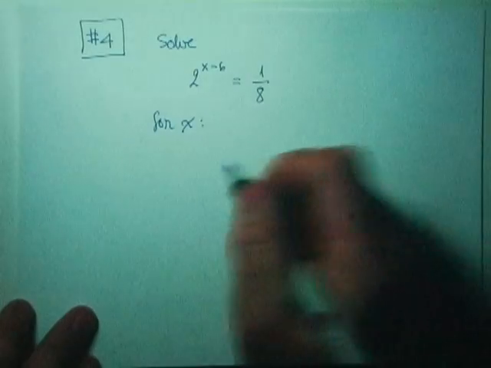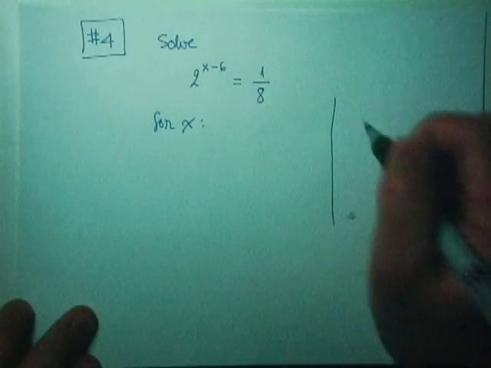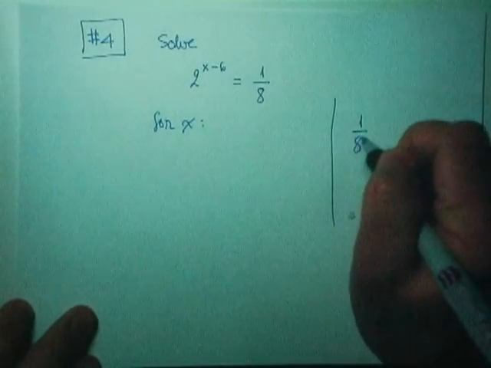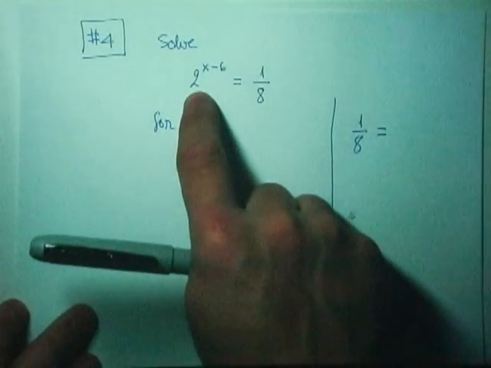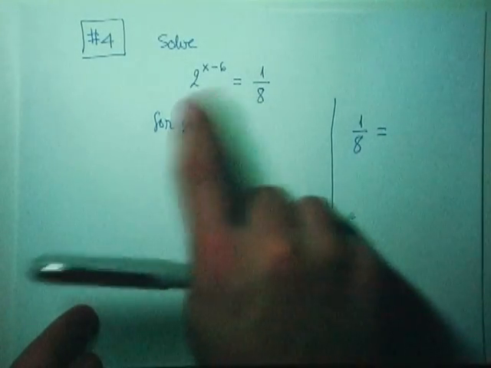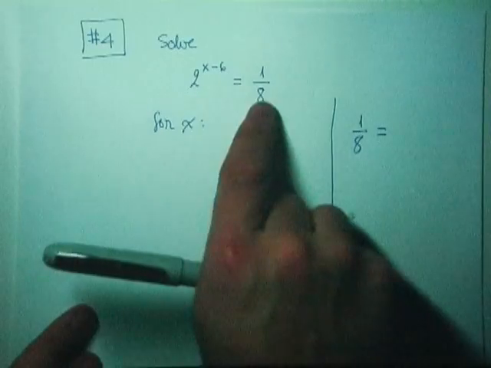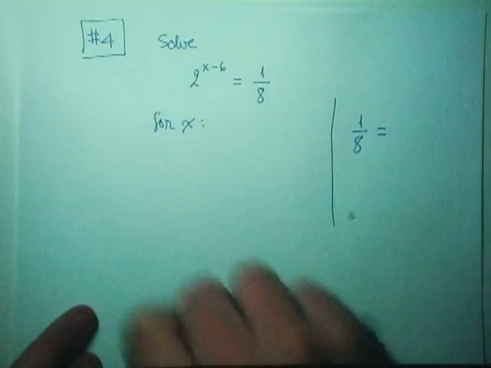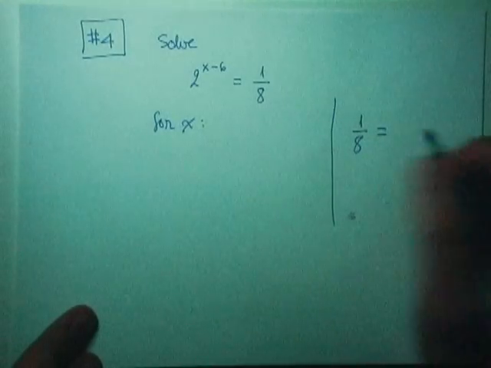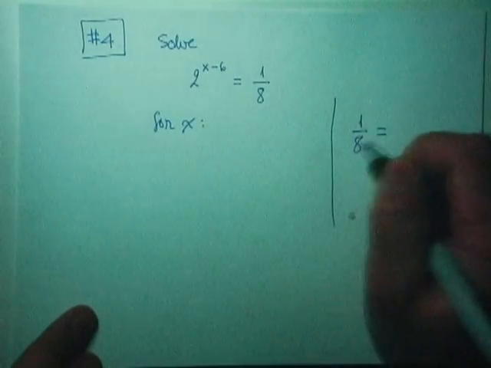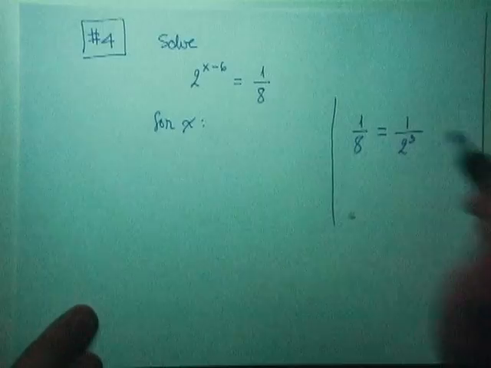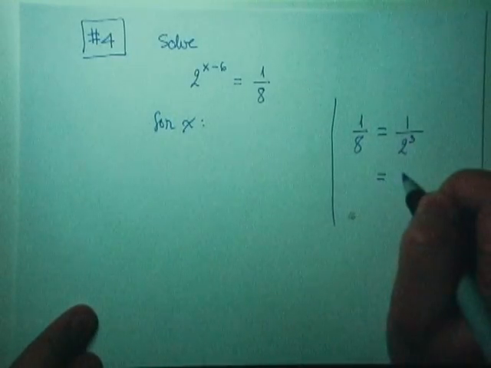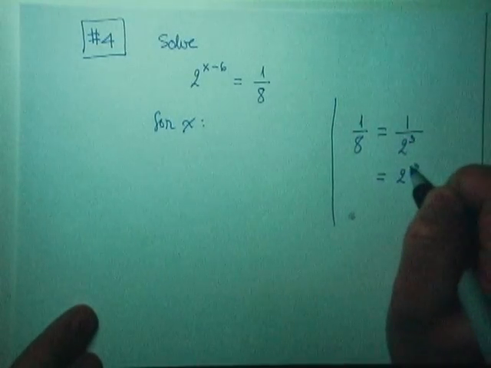I'm trying to rewrite my 1/8 right here into a power that has the same base as 2. So the point now is that I would like to rewrite my equation in a way that the two sides have a common base. Now what I recognize is 1/8 is the same as 1 over 2 to the third power. And furthermore, that equals 2 to the negative 3 power.